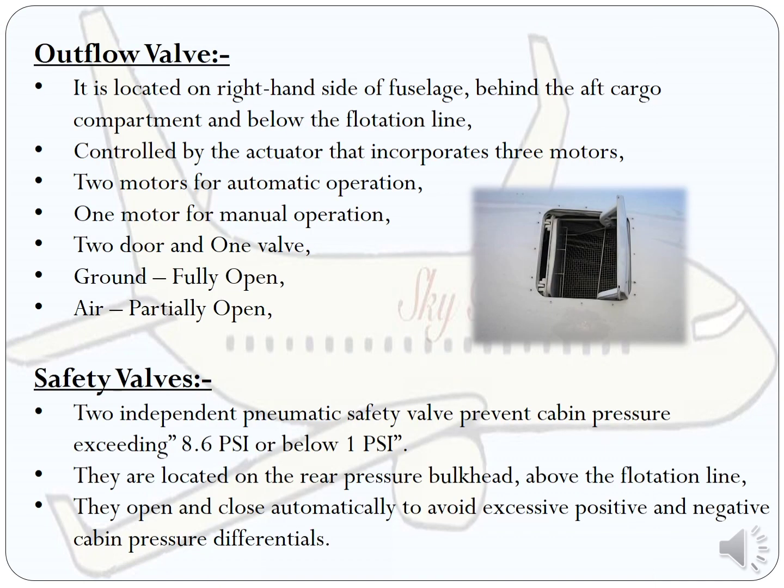Here we'll discuss the outflow valve. The outflow valve is located on the right-hand side of the fuselage, behind the aft cargo compartment, below the flotation line. It's controlled by actuators and incorporates 3 motors. I already showed you: 2 motors are for the automatic operations, 1 motor is for the manual operations.